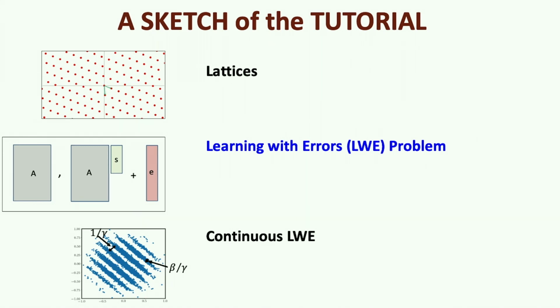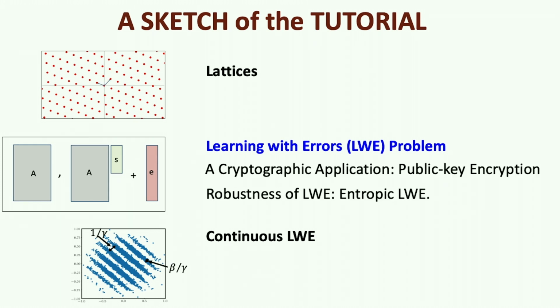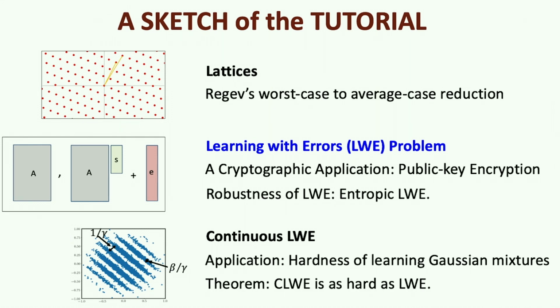So here's the sketch of the tutorial. The protagonist for this talk is the learning with errors problem, which I'll define in a minute. I'll show two applications, starting with the cryptographic application. That's where the problem originated, from a work of Regev in 2005. I'll show some cool properties of the learning with errors problem, what's called the robustness property, or entropic LWE. I'll show connections to a statistical problem, namely the hardness of learning Gaussian mixtures.